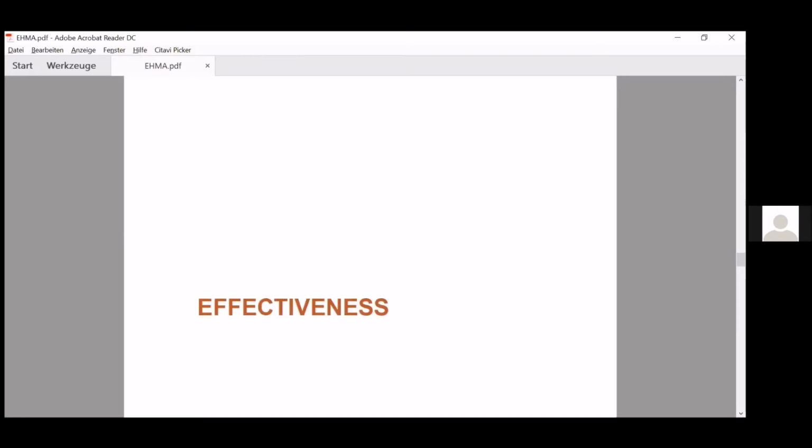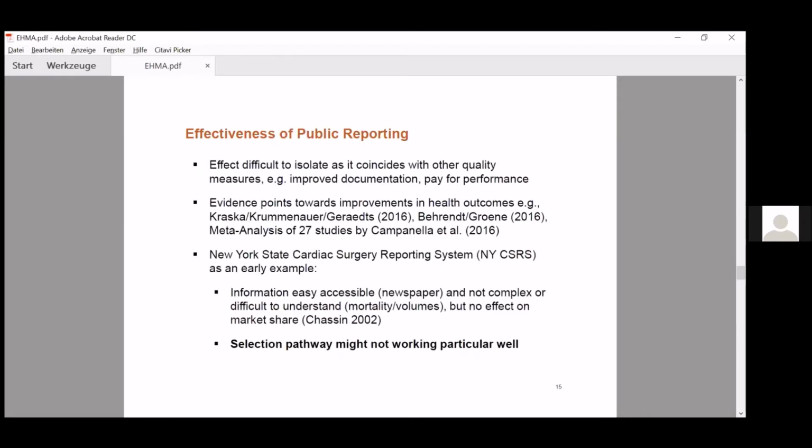What do we know about the effectiveness of these public reporting systems? Well, first, it is difficult to isolate the effects of public reporting on quality because public reporting comes with many other measures of quality. But we have a clear hint that the quality is improving. The health outcomes are improving through public reporting.